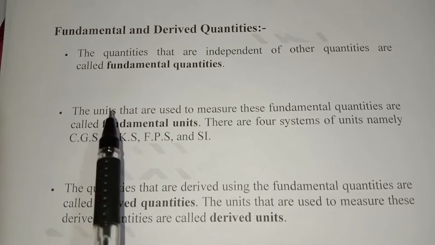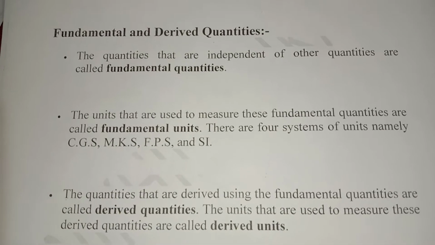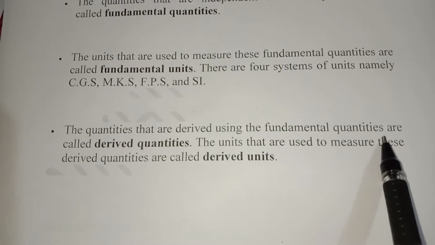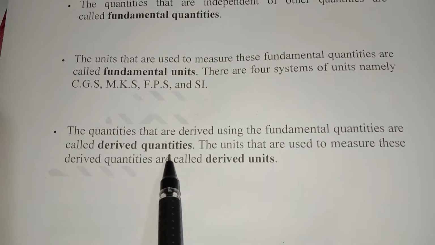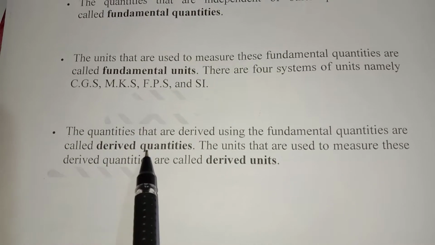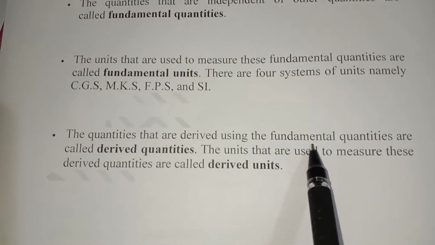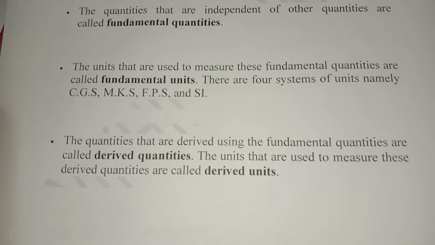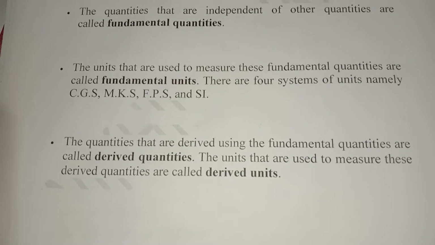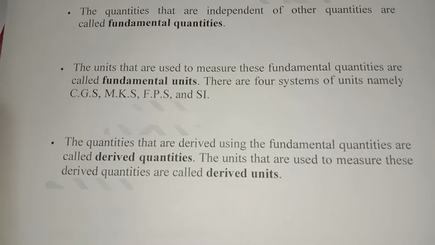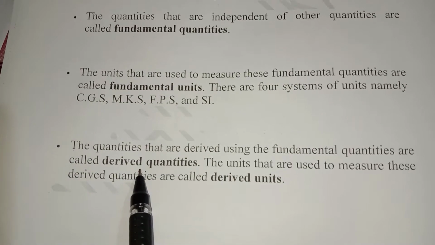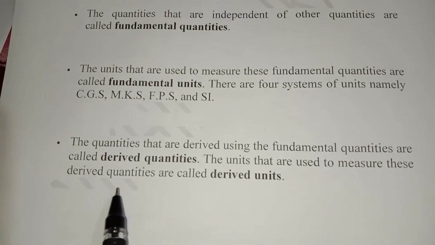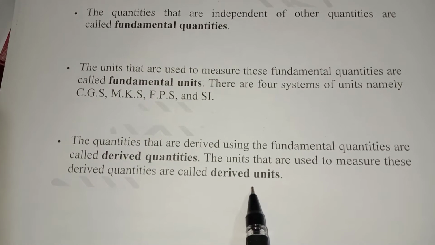Now we discuss the derived unit. Okay, so the quantities that are derived using the fundamental quantities are called derived quantities. Means we can use any 2 or 3 fundamental quantities to make one more unit, and that particular quantity is called a derived quantity. And the units that are used to measure these derived quantities are called derived units.